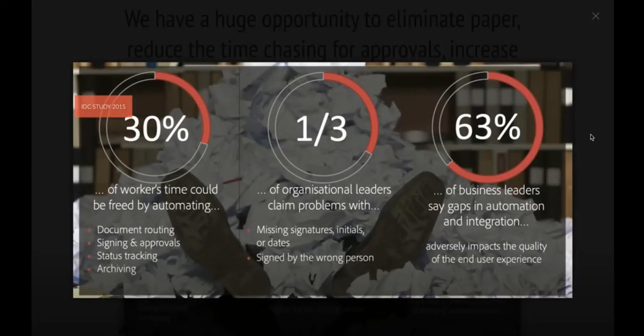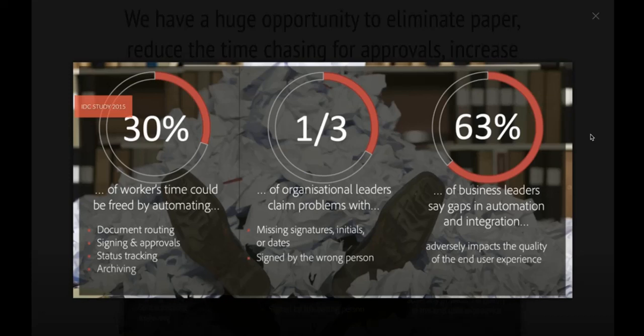A study from IDC on business leaders said that 30% of business leaders thought that a worker's time could be freed by automating things like document routing, signing and approvals, status tracking, and archiving. If you think about how some of these processes in your own organization are really affected by, let's take status tracking, for example. How often do you spend in your organization chasing down a document, chasing down information from a document, chasing down an approval or a signature?